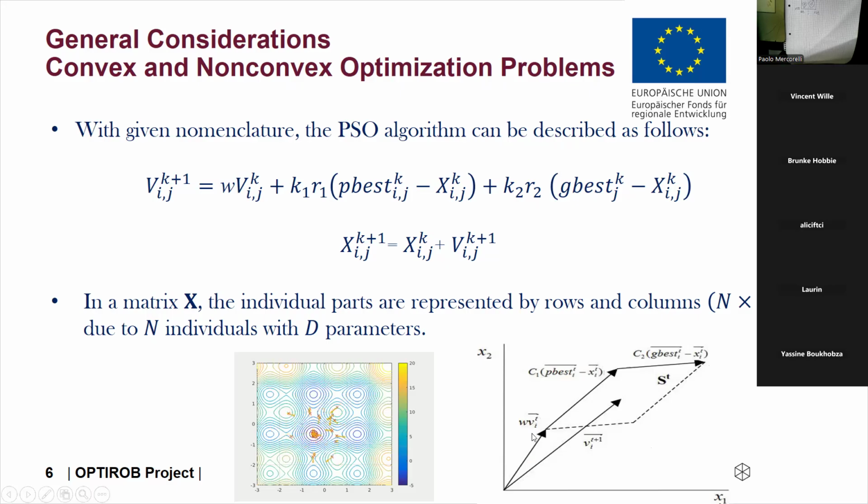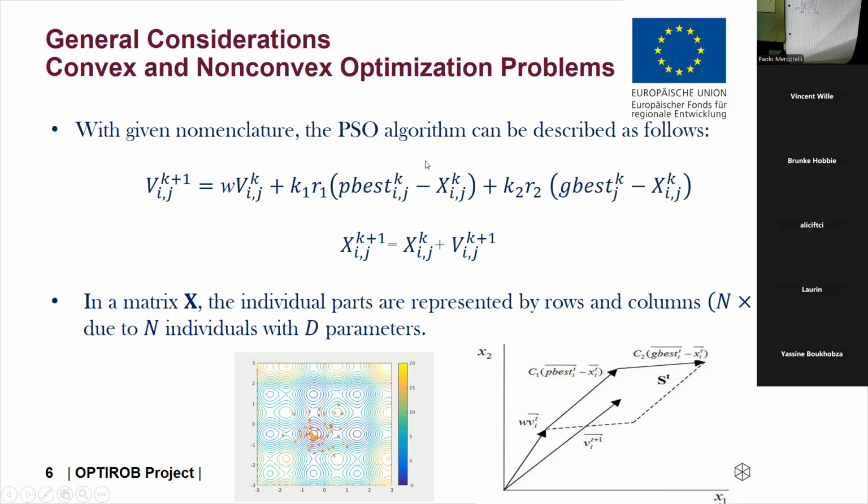And of course, at the beginning, if W is big, I will move in a large domain. If W is large, I will move in a large domain. If I reduce W, this means I will move in a small region, the exploitation phase.